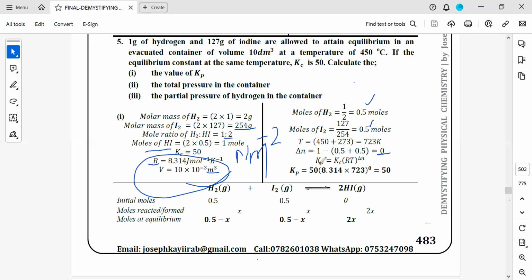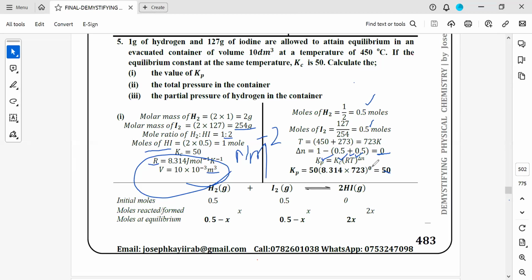And we said when we have Kp, we say Kp is equal to Kc times brackets RT to the power of the difference in the number of what? Of moles. So we are looking for the Kp, we're given the Kc as 50. We have the R, we have the temperature. And then to the power of the what? Of the difference in the number of moles, which gives us what? 50.